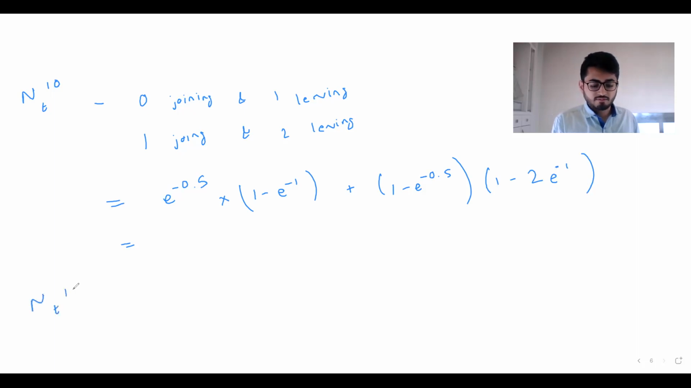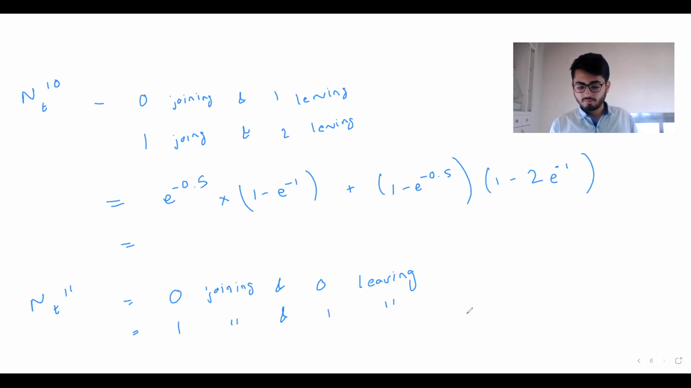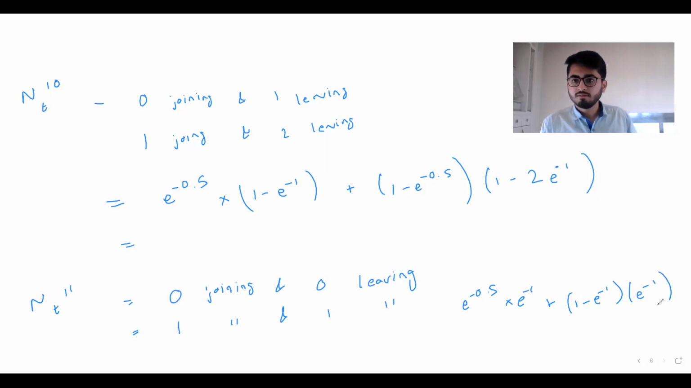Similarly, nt11, one possibility is 0 joining and 0 leaving. Another possibility is 1 joining and 1 leaving. So here the probability will come out to be e to the power minus 0.5 into e to the power minus 1, plus 1 joining is 1 minus e to the power minus 1 into 1 leaving. So there is 2 of them. So 1 leaving is e to the power minus 1. And I'll get the particular answer over there as well.